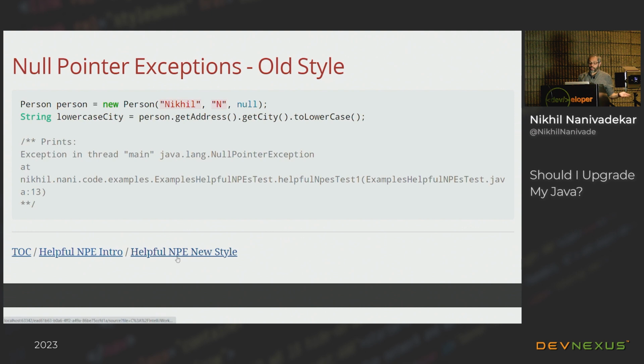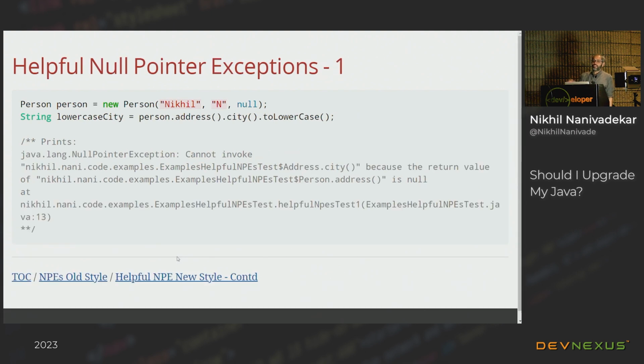With the new helpful null pointer exceptions, you actually get to see a detailed message. So now let's look at what it means. Again, the same line of code, Nikhil and null, but over here you can see that, hey, it cannot invoke .city. It cannot invoke .city because the return value of .address is null.